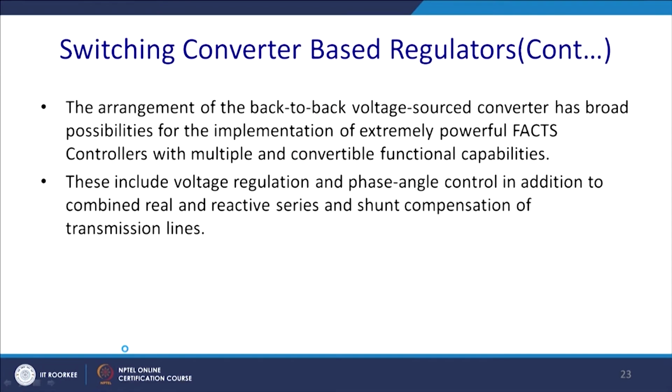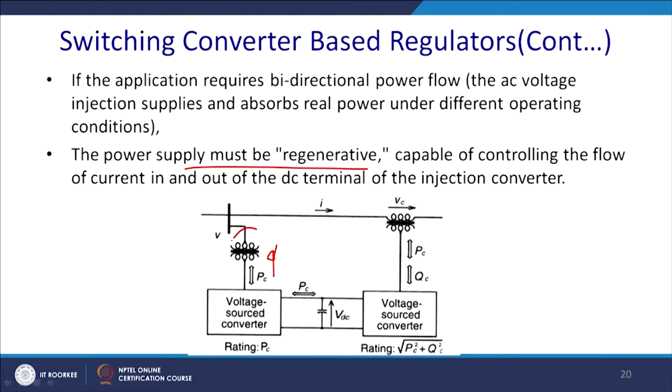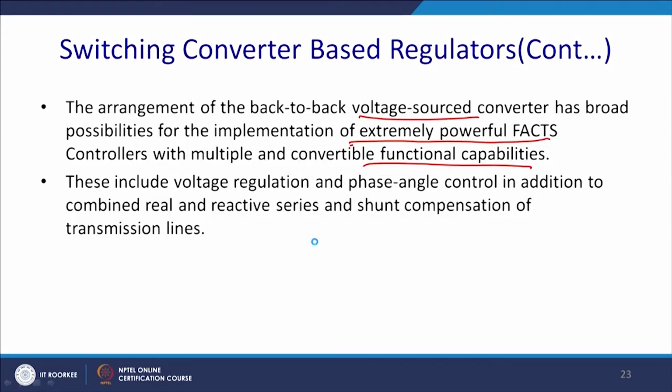So, for this reason, the arrangement of the back to back voltage source converter has brought possibilities of implementation of extremely powerful FACTS controllers, with multiple controllable functional capabilities. Here this converter essentially holds the DC link voltage, and thus the other converter on the right hand side can do its work very well. This includes voltage regulation, phase angle control, in addition to combined real and reactive power and series compensation of the transmission line.